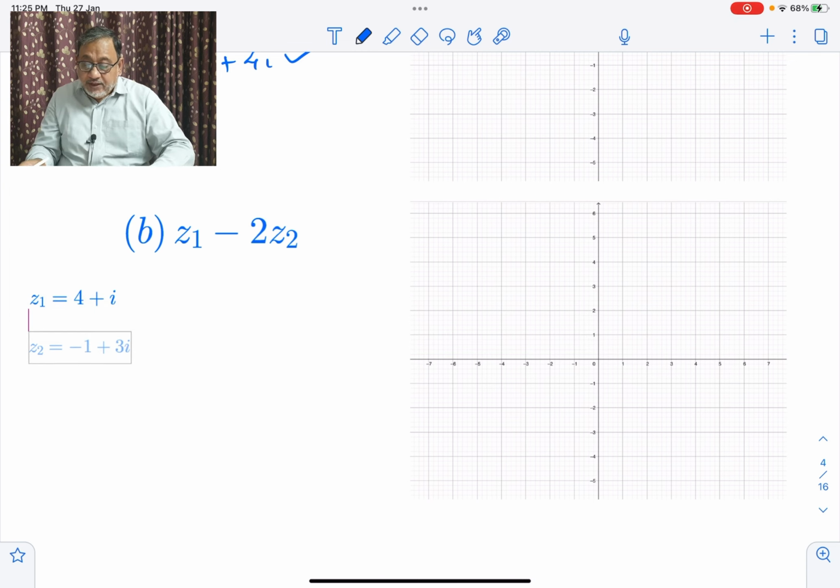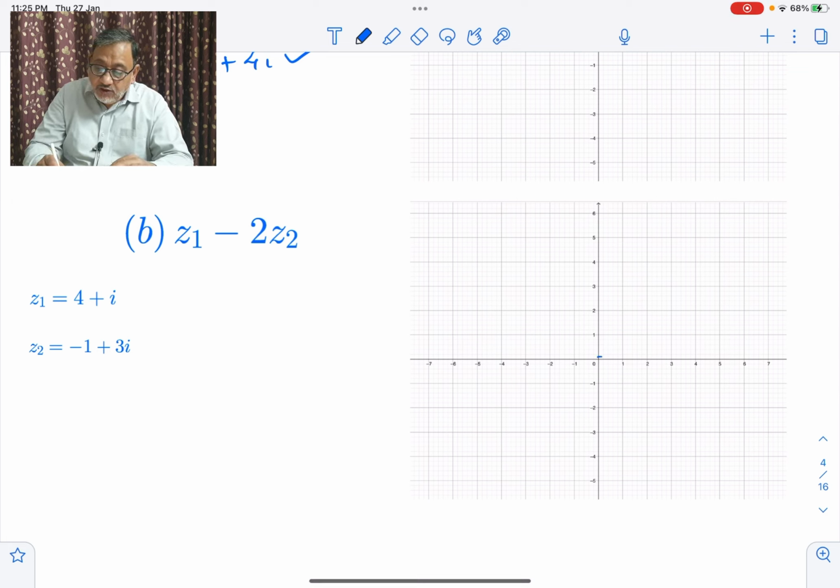Okay. Now look here, z1 is 4 plus i. So 4 on the real axis, okay, and 1 on the imaginary axis. 4 here and 1 positive here. So here will be that first complex number. We had already shown this. This is represented by z1. Okay. So this is z1.